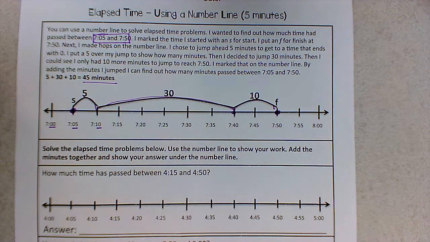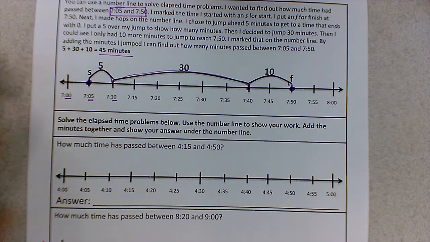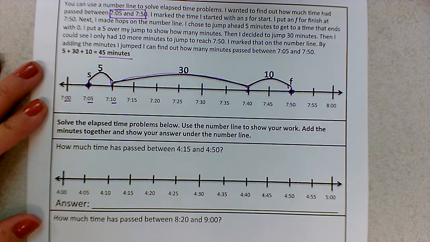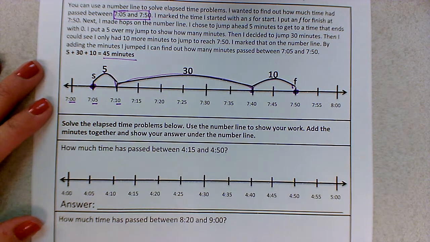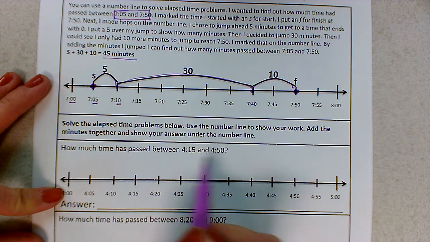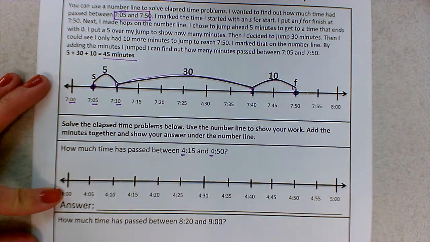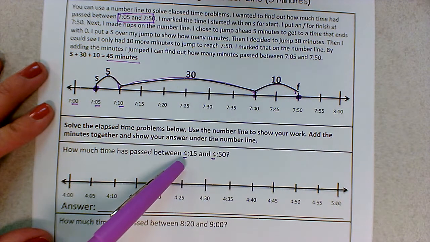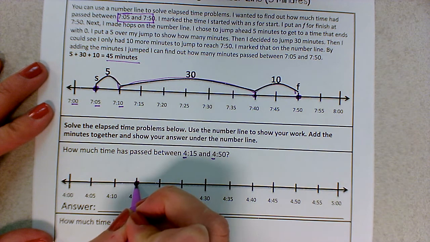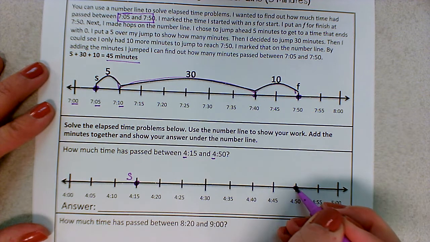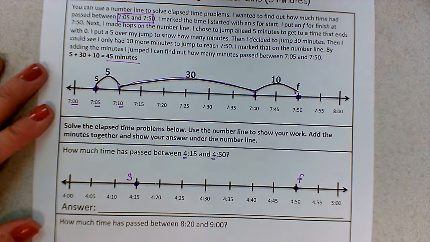So we're going to practice another one where I don't already have it on there for you. I'm using my number line, and this says how much time has passed between 4:15 and 4:50. Now my number line is already made and labeled for me, but I started using the hour that it's currently in, and I just went ahead to the next hour since I'm still in 4 for both of them. So my number line is from 4 to 5. Remember, I'm going to mark my starting point, and that was 4:15. So I'm going to mark it here with a dot and an S. That's where I'm starting, and I'm going to end at 4:50. I'll finish with an F.